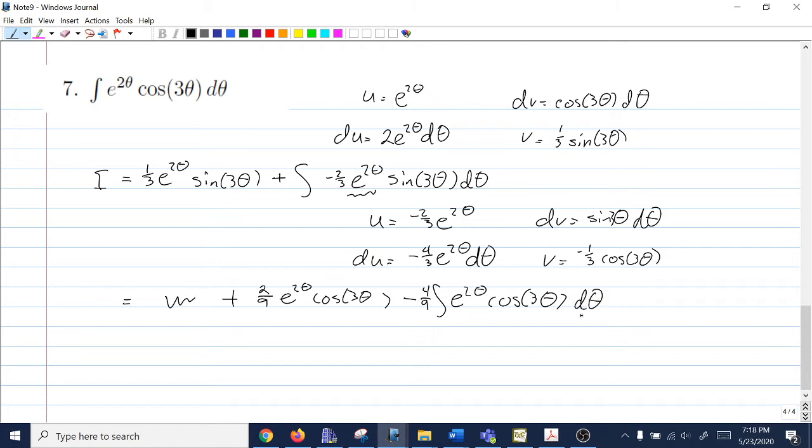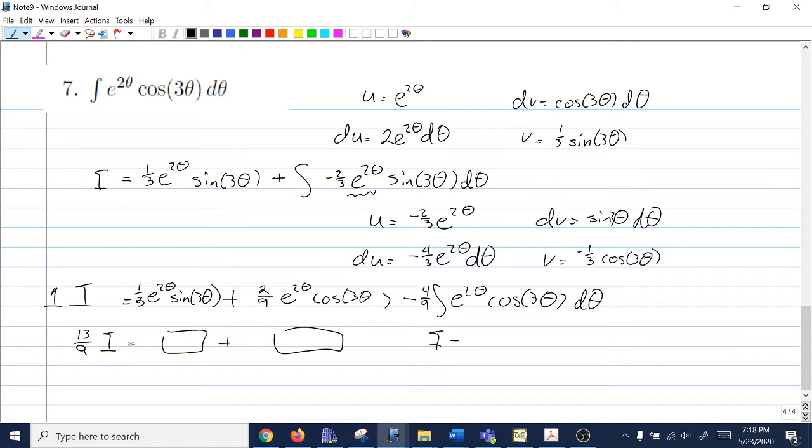Hey, what do you know? This is our original integral. Oh, I guess I should fill in this part since this is the line I'm doing. One plus 4/9 is 13/9 of our integral, which equals that plus that thing. So our integral is that times 9 over 13.